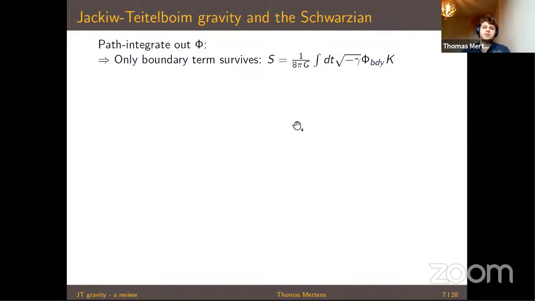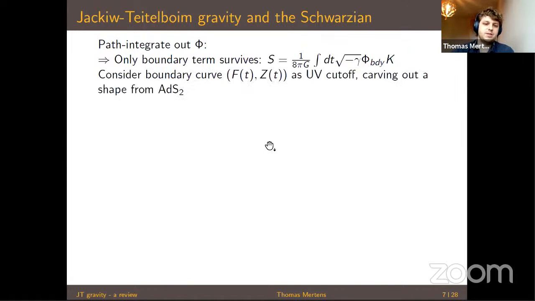Okay, so now let's imagine inserting this action in a path integral calculation. Then the first step we should do is path integrate out the dilaton field phi. Because it appears only linearly in the action, it serves as a Lagrange multiplier, and it forces the Ricci scalar to be constant also off shell. So not just classically, but also fully quantum mechanically. Once you have done that, the bulk piece of the JT action is gone because that just became a delta functional, and only the boundary term survives. Only this Gibbons-Hawking boundary term survives.